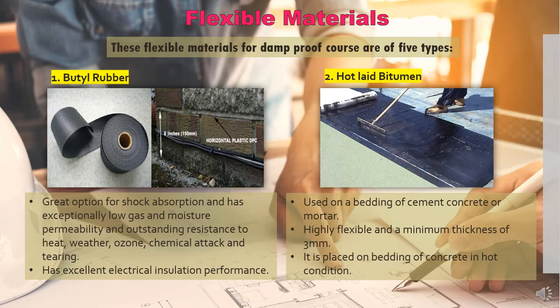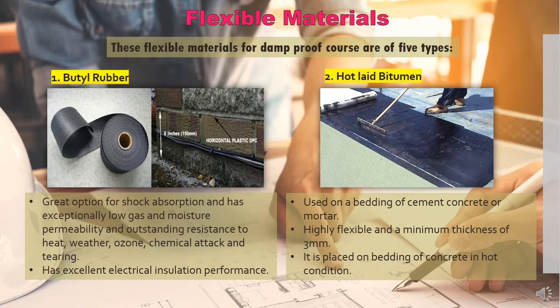First, butyl rubber. Butyl rubber is a great option for shock absorption and has exceptionally low gas and moisture permeability, and outstanding resistance to heat, weather, ozone, chemical attack, and tearing. Butyl rubber also has excellent electrical insulation performance.